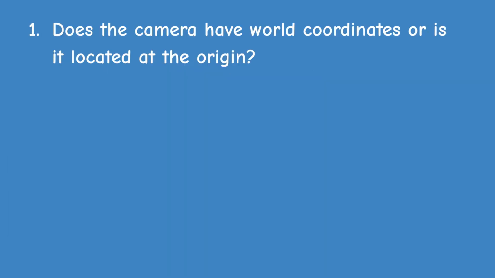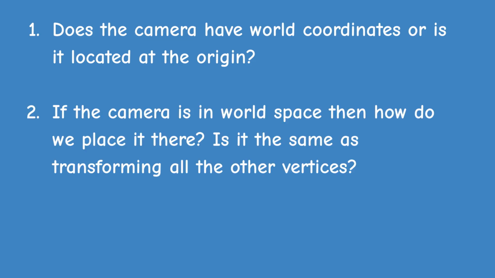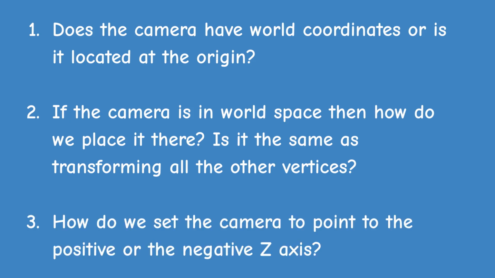Does the camera have world coordinates or is it located at the origin? If the camera is in world space, then how do we place it there? Is it the same as transforming all the other vertices? How do we set the camera to point to the positive or the negative z-axis? Let's go over these questions one by one.